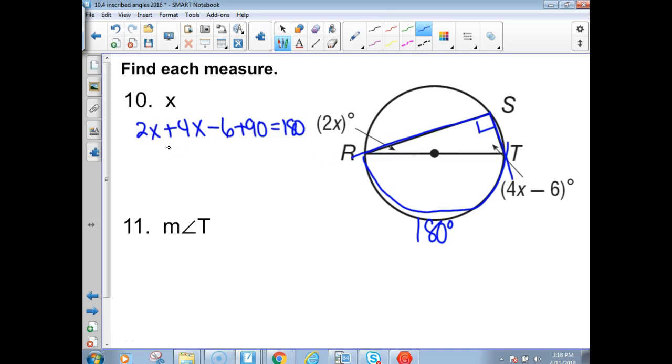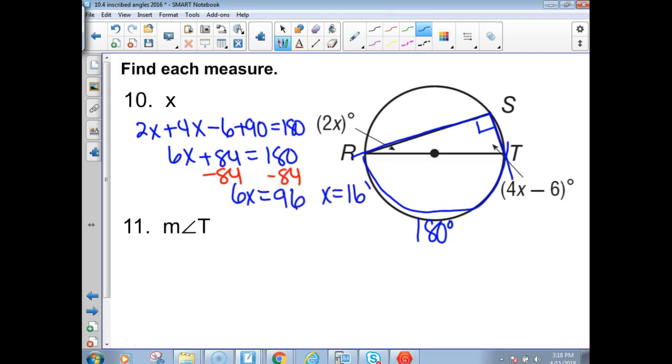All right, so let's see what we got. 6x, negative 6 plus 90 would be plus 84 equals 180. Finish solving that, please. $16, thank you. All right, then it says find the measure of angle T. So we're going to do 4 times 16 minus 6. And that's 58 degrees.